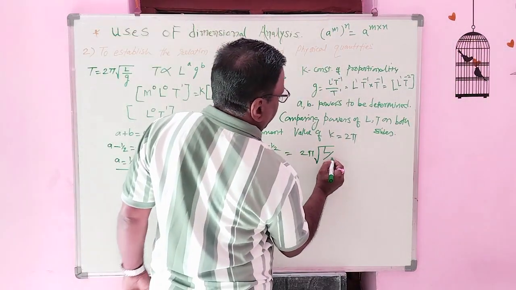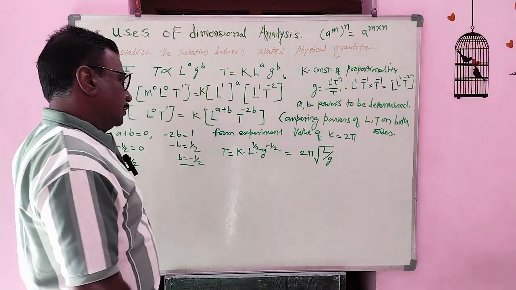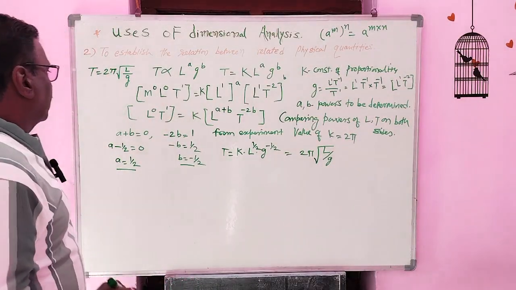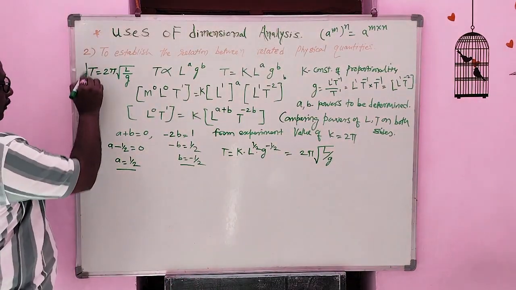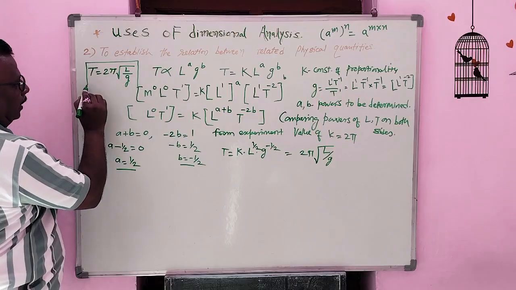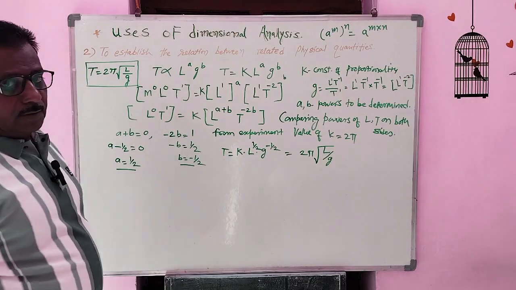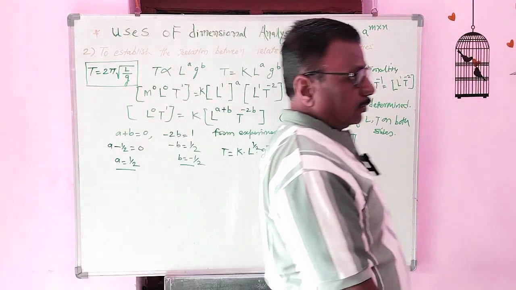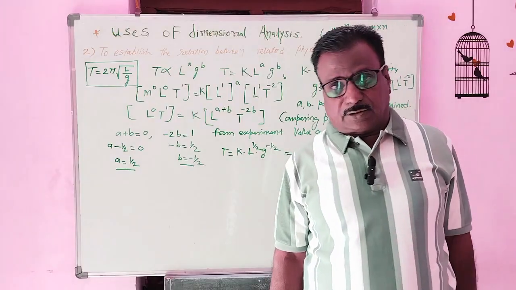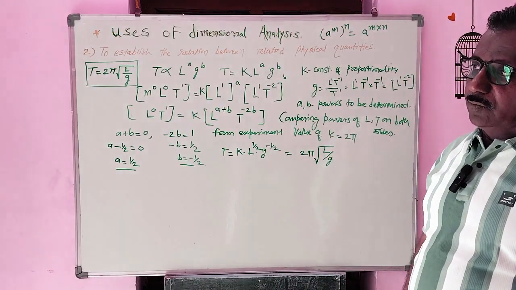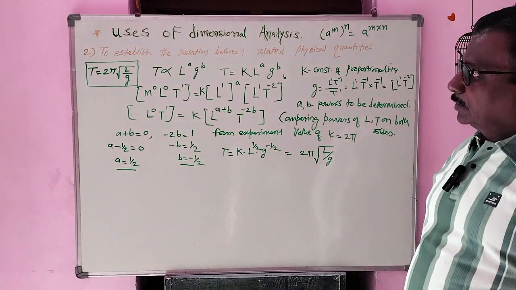So we have to write here divided by g. So that is the formula we got, T equal to 2 pi under root L by g. So this is the second use of dimensional analysis. Or we can derive another equation.